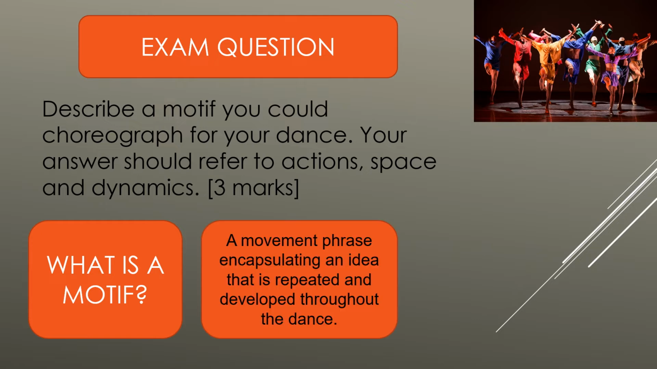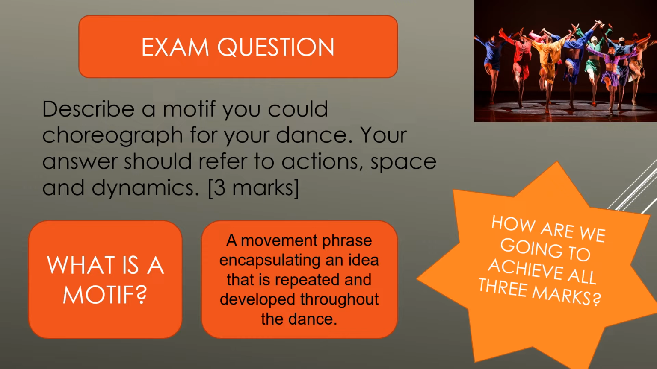So, knowing what a motif is. So what is a motif? A motif is a movement phrase encapsulating an idea that is repeated and developed throughout a dance. So a motif, put really simply, is a movement phrase consisting of about 3 to 4 movements. And you set this motif and then you can repeat it and develop it throughout the dance. But first of all, this is just asking for your first motif. So about 3 to 4 movements that is relating to your dance. And it must refer to action, space, dynamics.